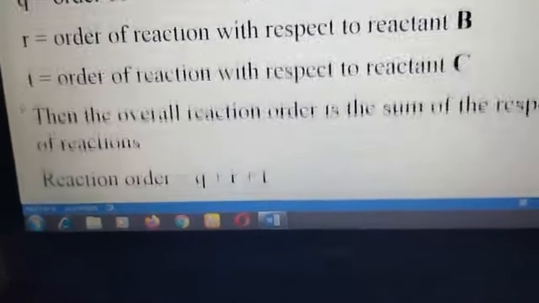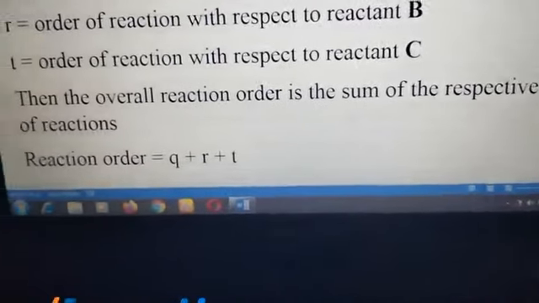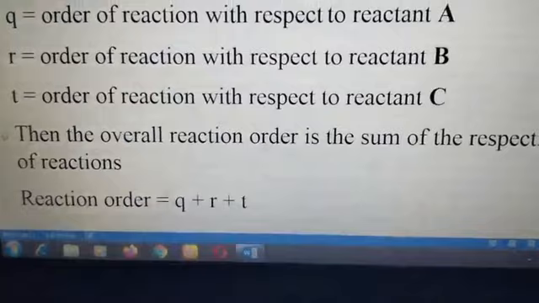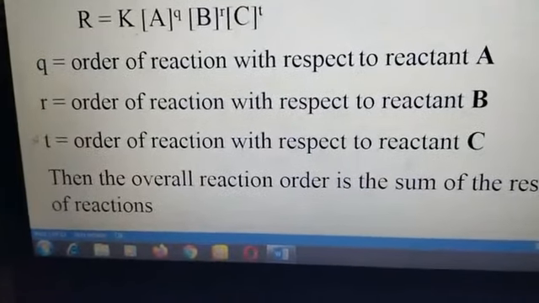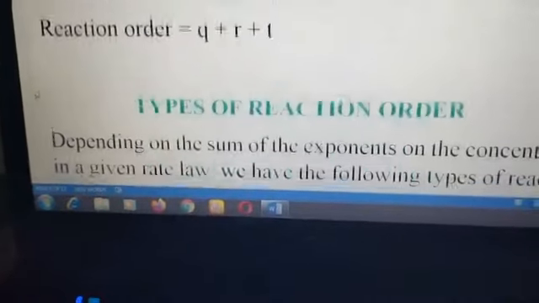Now, the overall order of reaction is the sum of the respective orders of reaction. So we want to know the overall order of reaction. We'll add the exponents. We'll add Q, R, and T. That gives us the overall reaction order.